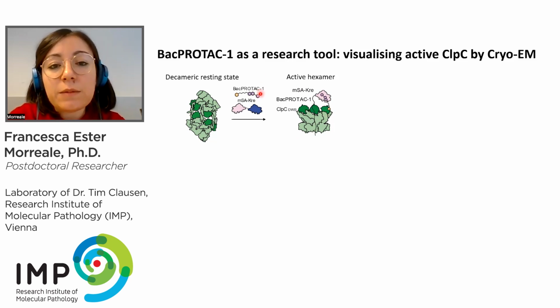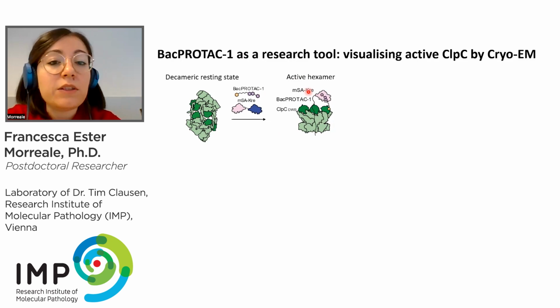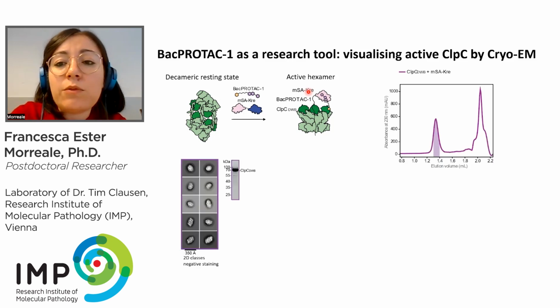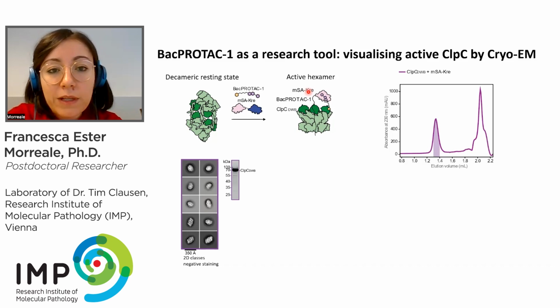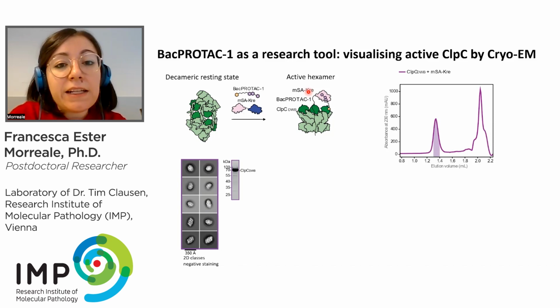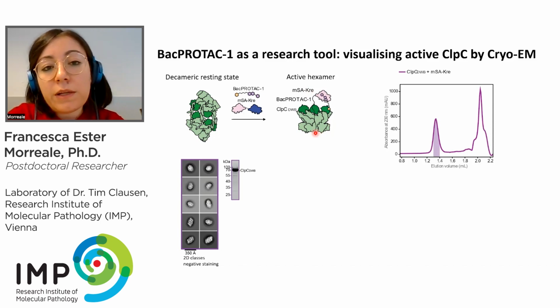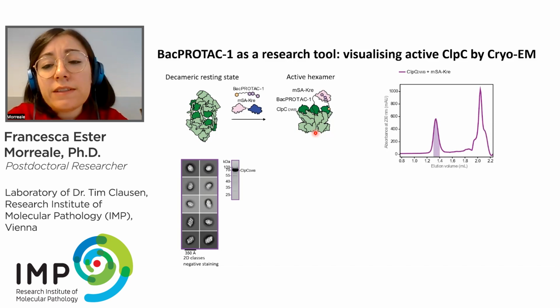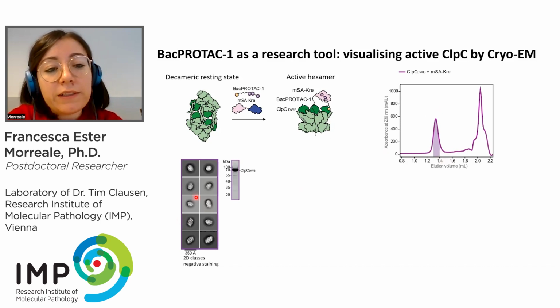So I wanted to use this system to isolate the active state and to do structural investigations, because so far there was no structure of an active hexamer of ClpC. In order to isolate this complex, I wanted to go again to size exclusion chromatography, but this time with a full-length protein. This time in the buffer I have also ATP and an inactive mutant of ClpC, which can bind ATP but cannot hydrolyze it. As you can see here, when I don't add BacPROTAC, ClpC forms, as previously reported, a decamer. These are 2D classes from negative staining.